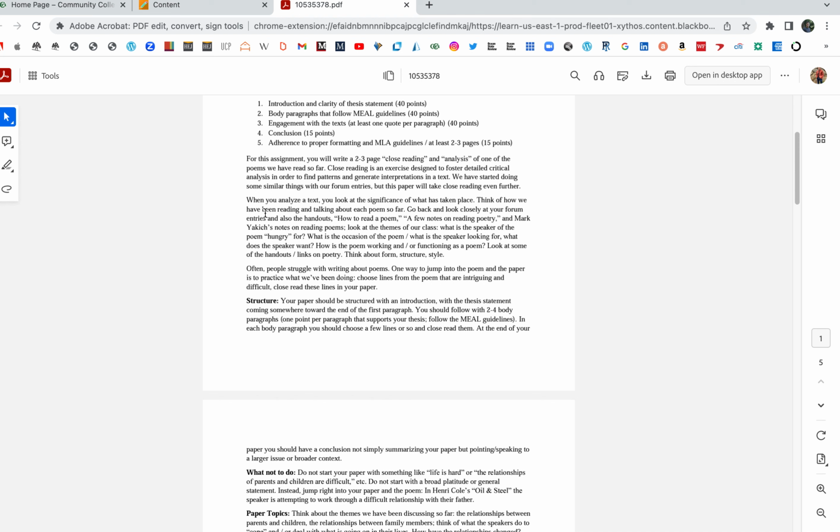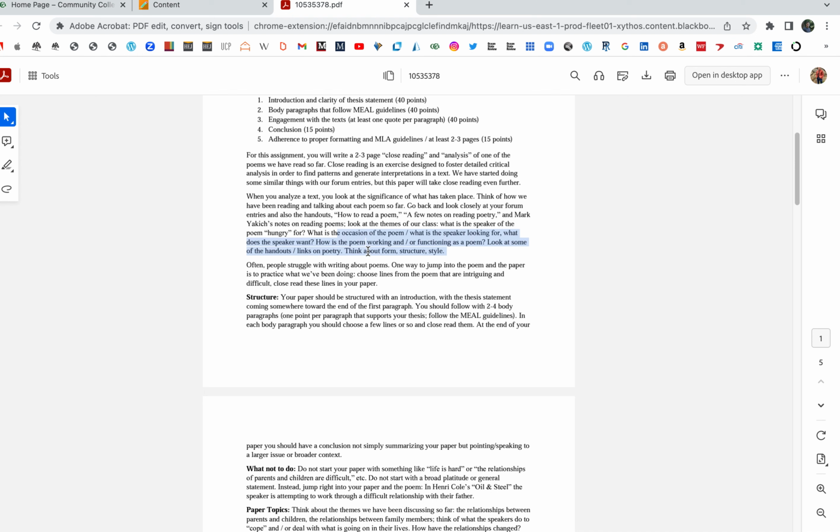Think of how we've been reading and talking about each poem so far. Go back and look closely at your discussion boards and the handouts, how to read a poem, a few notes on reading poetry, and Mark Yakich's notes on reading poems. Look at the themes of our class. What is the speaker of the poem hungry for? What is the occasion of the poem? What is the speaker looking for? What does the speaker want? How is the poem working and or functioning as a poem? Look at some of the handouts, links to poetry. Think about form, structure, style.